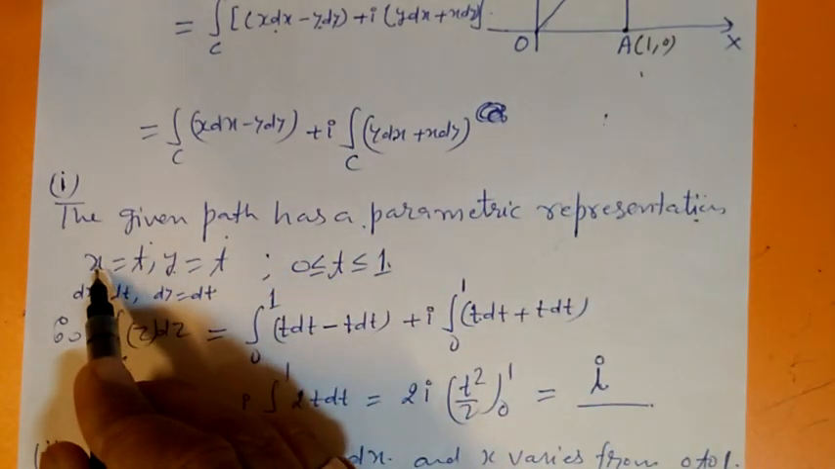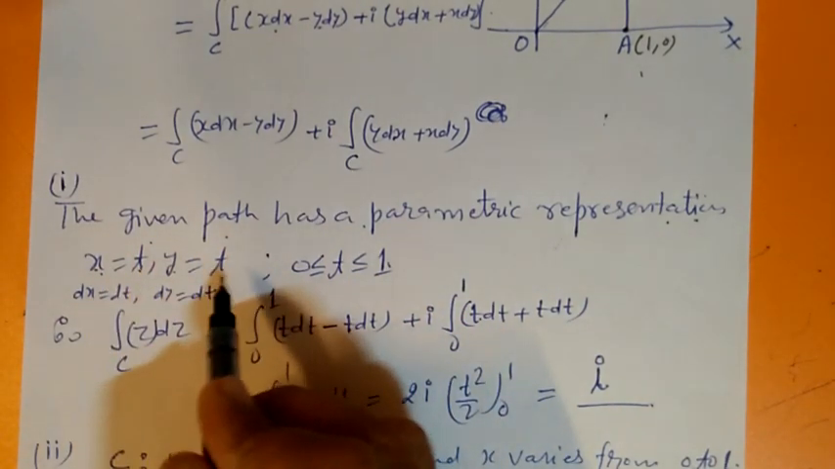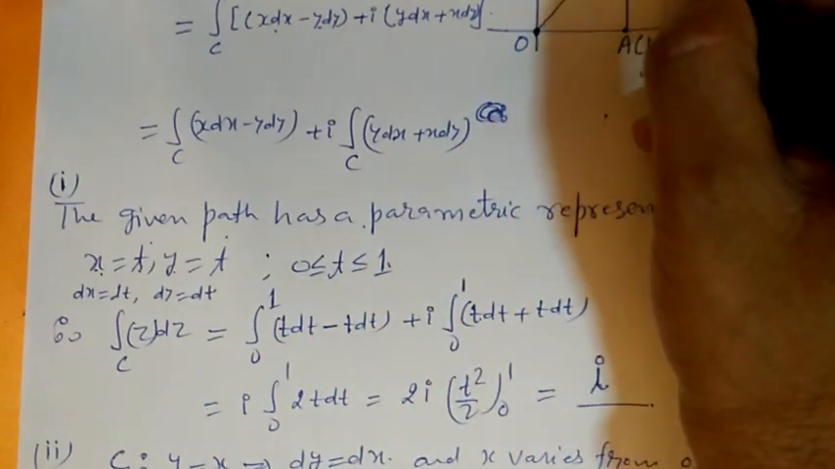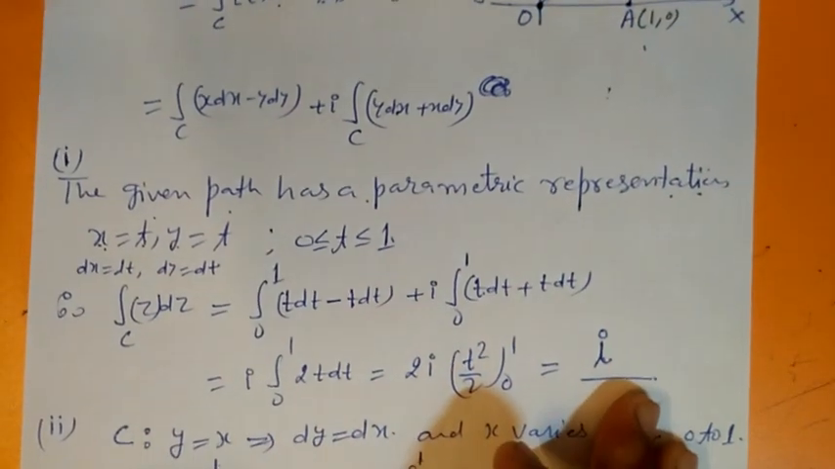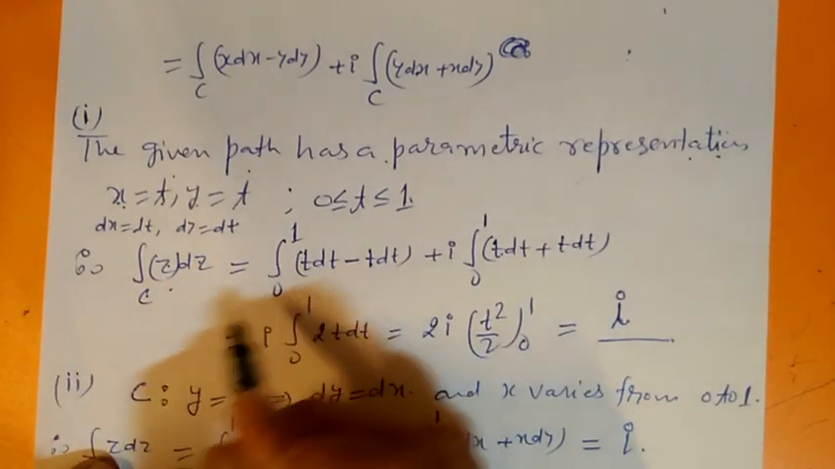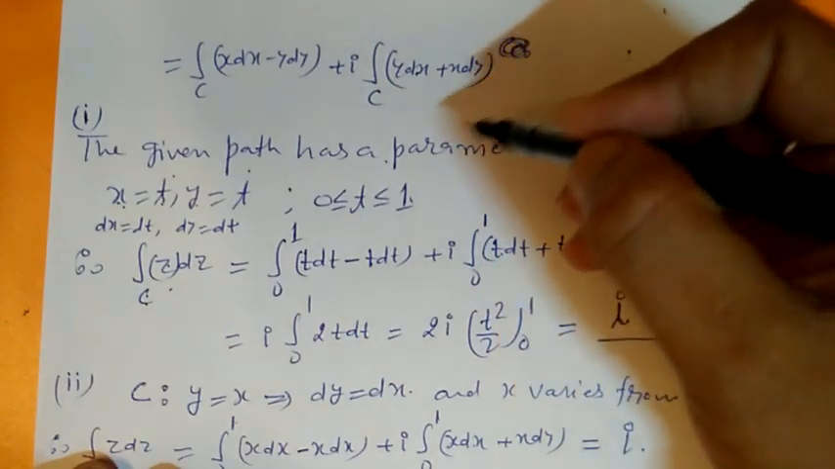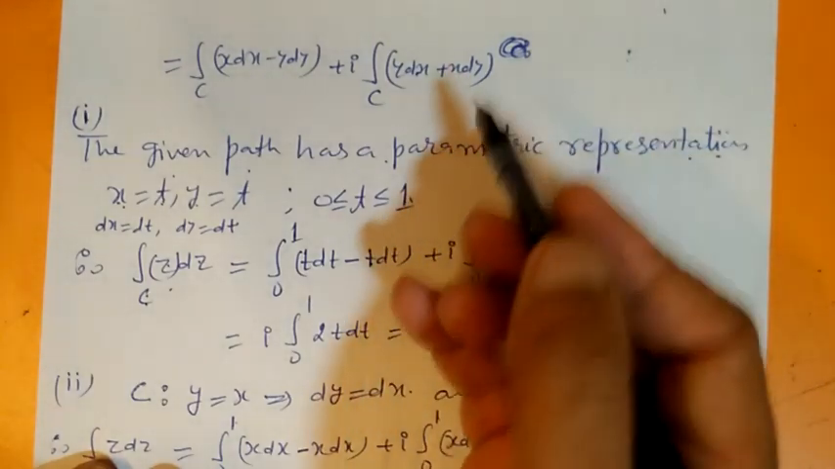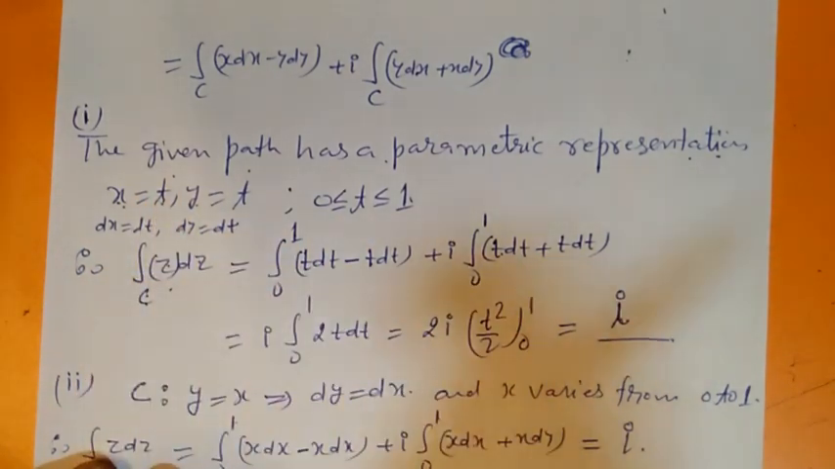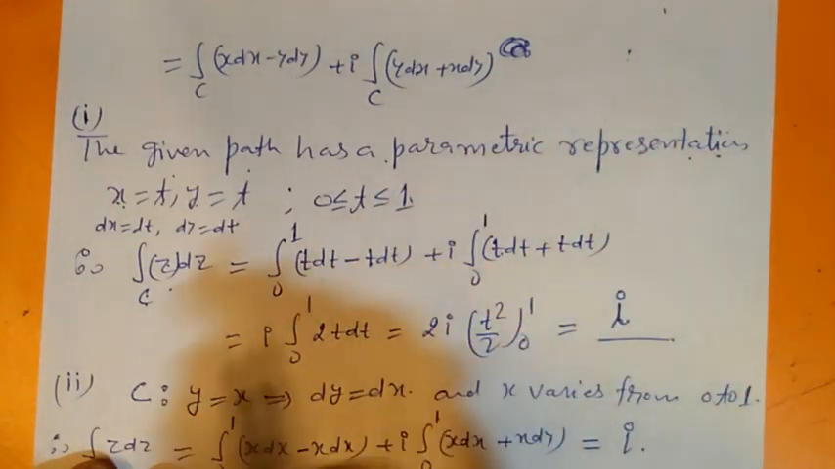So when we take the parametric representation x is equal to t and y is equal to t, here t lies between 0 and 1, that is, the lower limit is 0 and the upper limit is 1, so t lies in the closed interval [0, 1]. Therefore the integral along the curve C of z dz is computed along the line y is equal to x, and this parametric representation satisfies its equation, since t is equal to t.